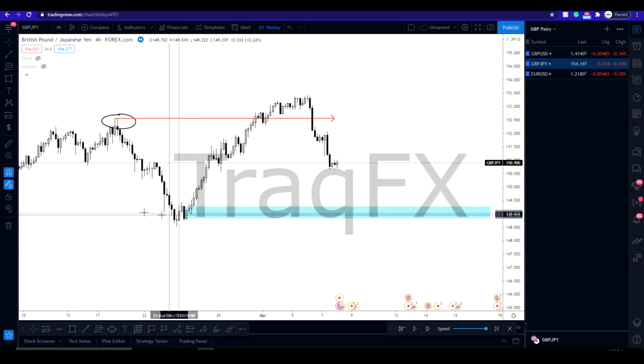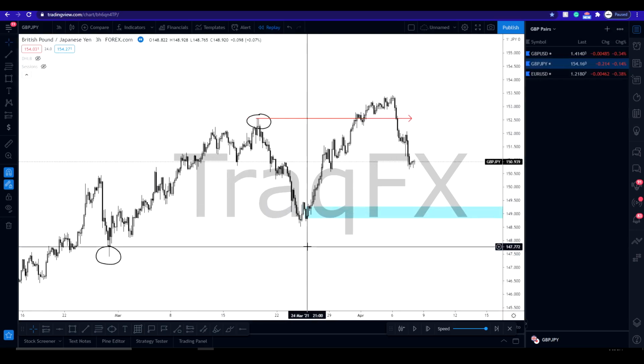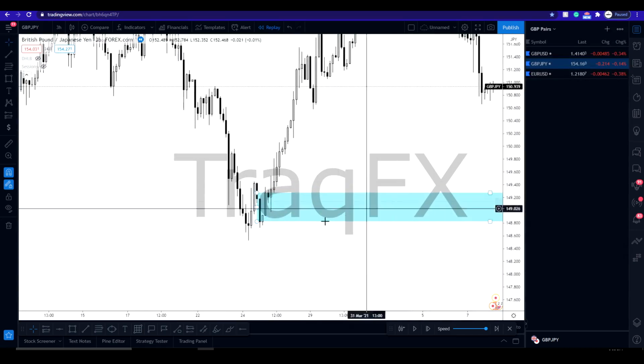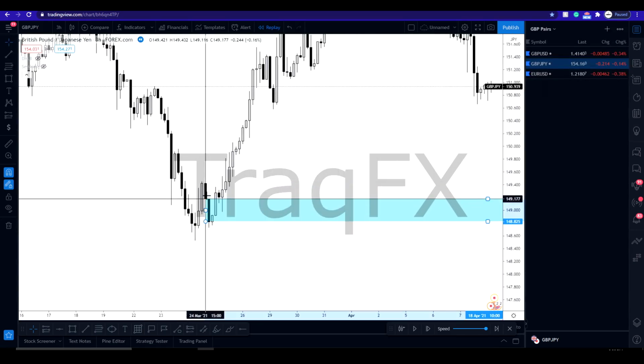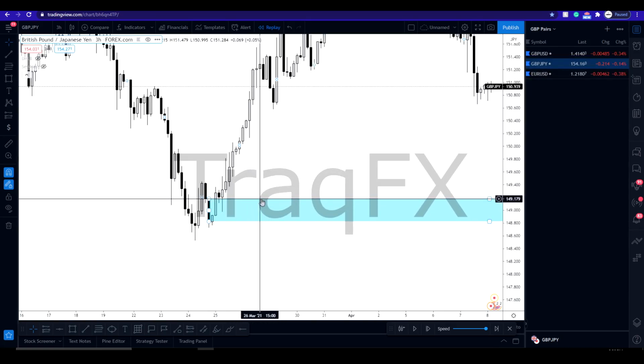So we have a 4H higher time frame OB. Now what I'm going to do is I'm going to go down to the 3 hour, and I'm going to try to refine that order block down to a smaller order block. So now I can refine it up to here, this last down candle before the major move up. And now I literally just refined my OB from 10 pips, I'm assuming.